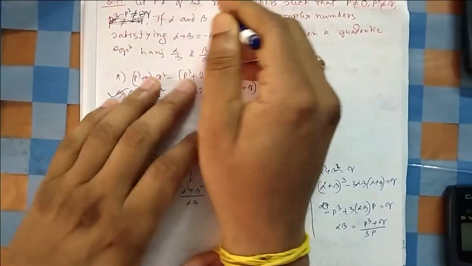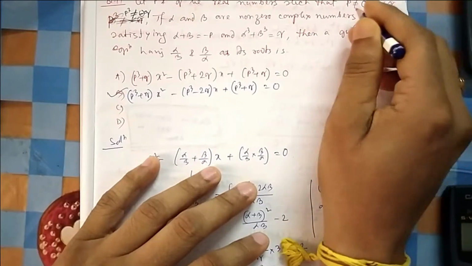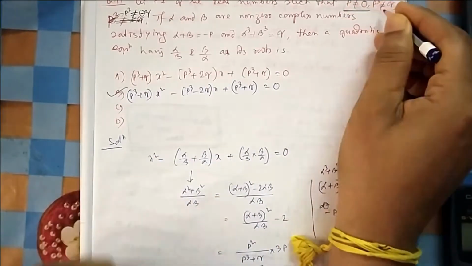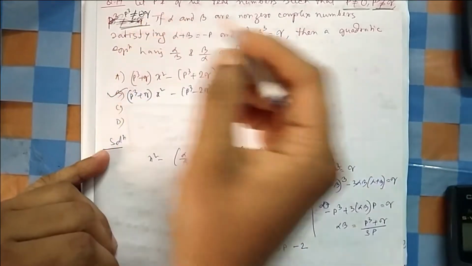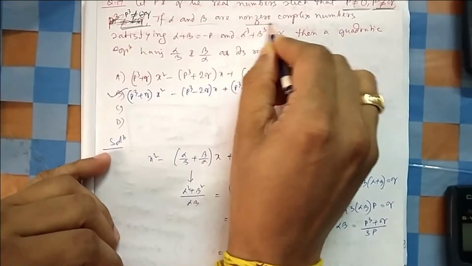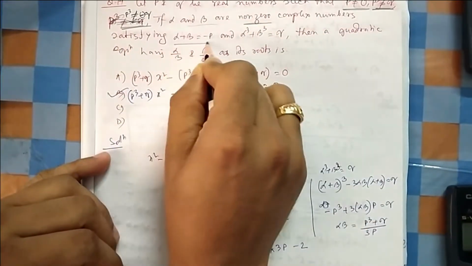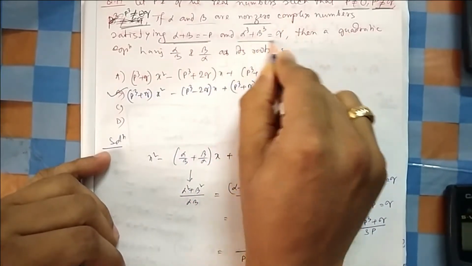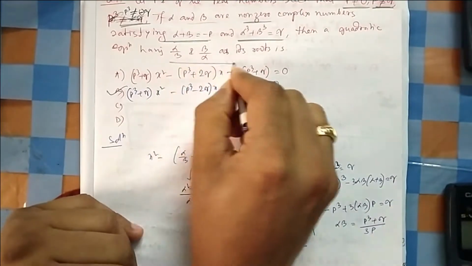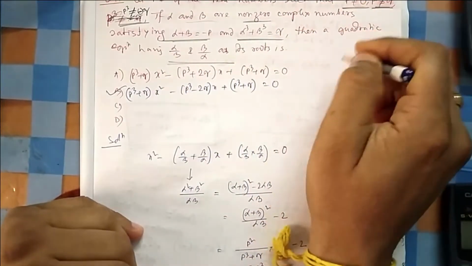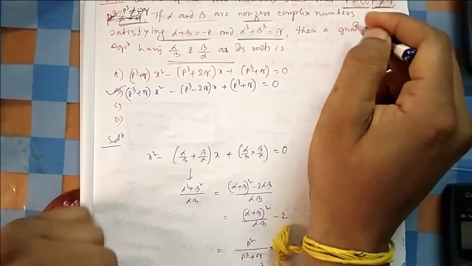So what is given? p and q are real numbers such that p is not equal to 0, p cube is not equal to q, and p cube is also not equal to minus q. Alpha and beta are non-zero complex numbers satisfying alpha plus beta equal to minus p, alpha cube plus beta cube equal to q. Then we need a quadratic equation having these as roots. So you mark all the critical points and we will see what is the use of this.